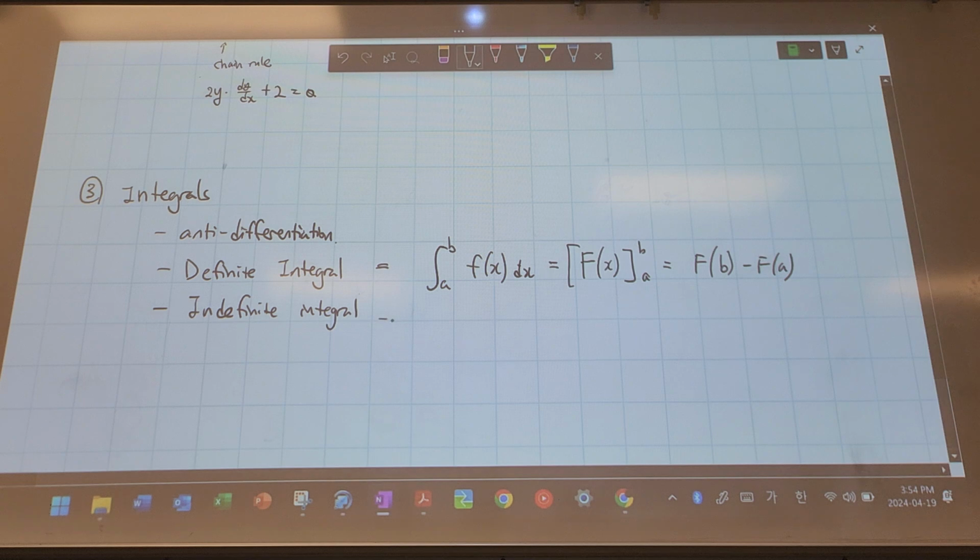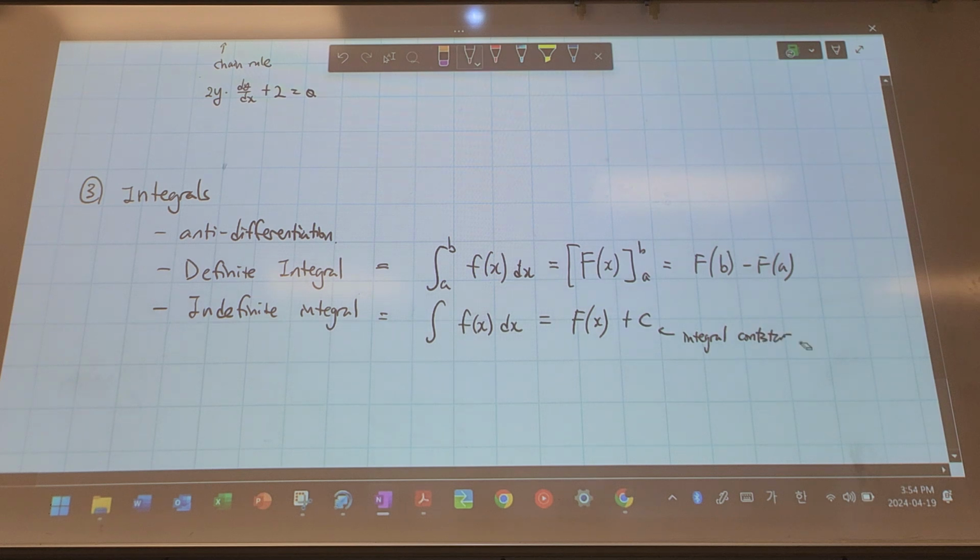The indefinite integral is basically the similar thing except when you don't have the a and b values. So this one, we're just finding the expression of the integral. So we'll just leave it as uppercase F of x. The only difference here is that we need to add a little constant. That constant is called the integral constant.